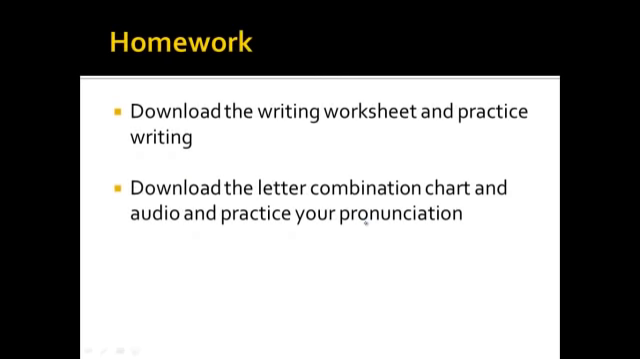And let's look at the homework. So please download the writing worksheet and practice writing these letters, Jeem and Ya. And when you're finished, upload your assignment to the course website. And also don't forget to download the reading worksheet and pronunciation of the Jeem and the Ya, and upload your audio file also to the course website when you're finished.